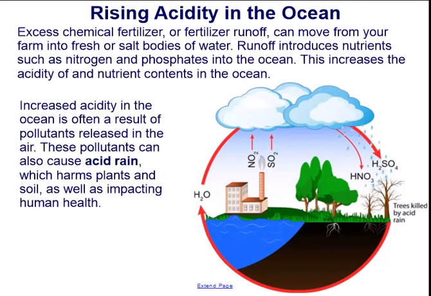Excess chemical fertilizer or fertilizer runoff can move from your farm into fresh or salt bodies of water. Runoff introduces nutrients such as nitrogen and phosphates into the ocean. This increases the acidity and nutrient contents in the ocean. Increased acidity in the ocean is often a result of pollutants released in the air. These pollutants can also cause acid rain, which harms plants and soil, as well as impacting human health.